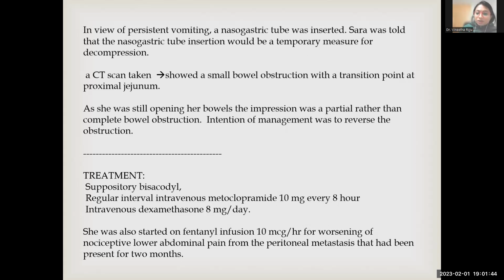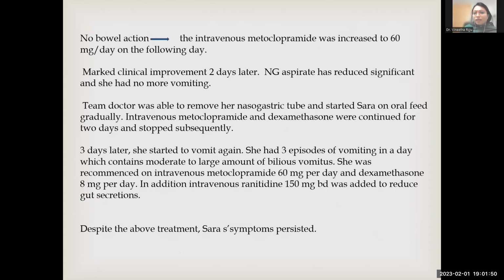Now, this patient, for pain, she was put on fentanyl infusion. Okay. And there was no bowel action. The intravenous metoclopramide was further increased. And then she gets some improvement. Okay. And the nasogastric aspirate also reduced, the volume reduced. There was no vomiting. She is better now.